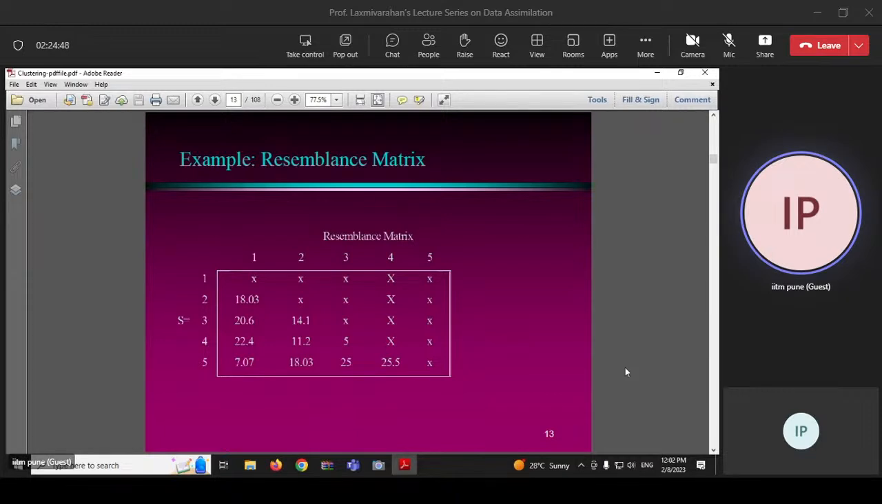So now I'm going to bring 3 and 4 together. So originally I had 5 objects, 1, 2, 3, 4, 5. I'm going to put 3 and 4 together. So now I'm left with only 4 objects. 1, 2, 3, 4, and 5. Everybody? Yes. Good.